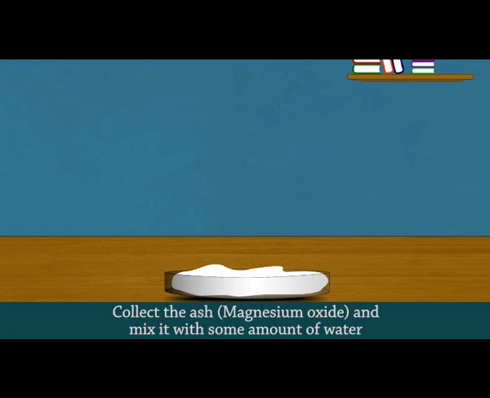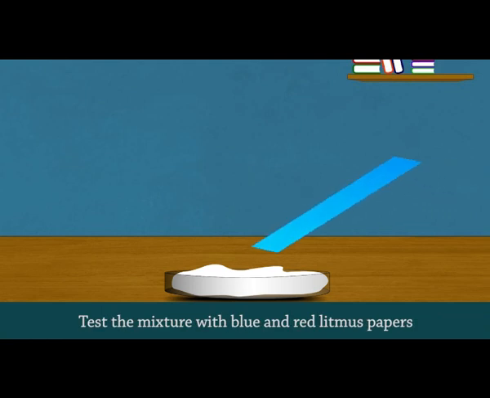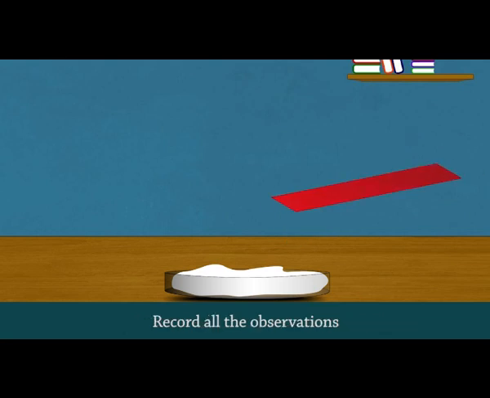Collect the ash and mix it with some amount of water. Stir the mixture well to obtain an aqueous solution of magnesium oxide. Test the mixture with the blue and red litmus papers. Record all the observations.